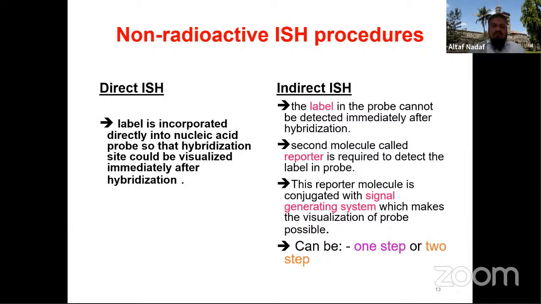And there is an indirect way of labeling the probe. Here the label in the probe cannot be detected immediately after hybridization because it is indirect. So a second molecule called a reporter molecule is required to detect the label in the probe. Okay, so I hope you are making out the difference. In the indirect method, the label itself cannot tell that it has bound here, and it needs the help of another molecule called a reporter molecule. The reporter molecule binds with this particular label and generates the signal, by means of which the visualization is made possible. This can be one or two steps.